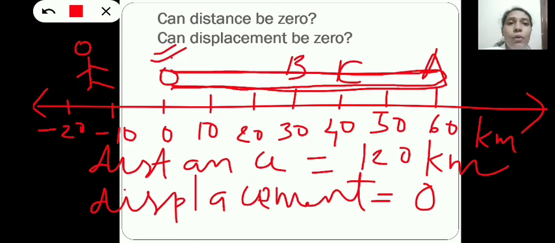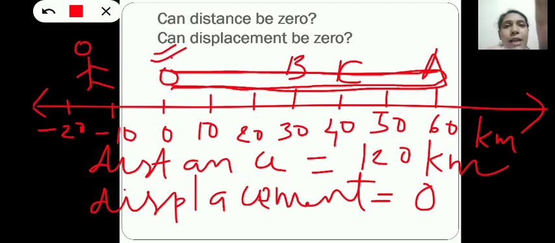Distance can't be 0 because an object will always cover some sort of distance in a journey. But at the same time, can displacement be 0? Yes, displacement can be 0 even if the object has traveled some distance. So this is the best example for that. What is the situation in which the displacement can be 0 even if the object has covered some distance? When the initial and final points of the object are the same.